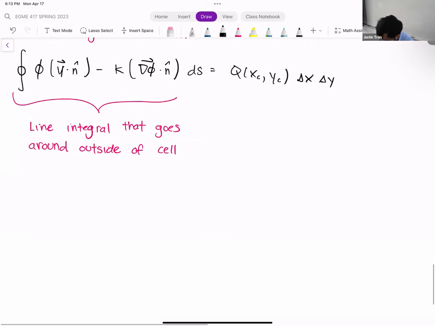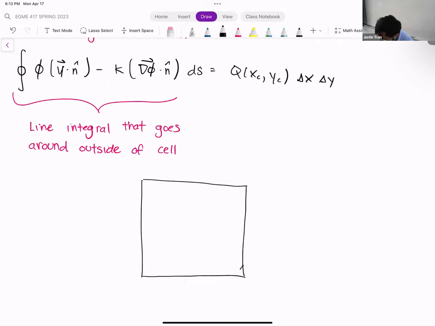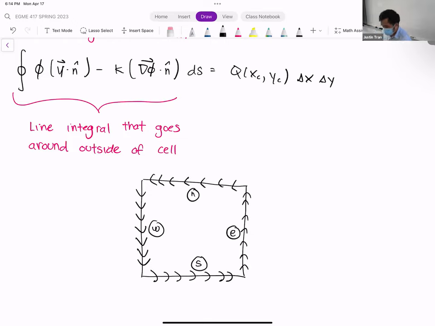So visually, it looks like this. Here is our finite volume cell in 2D. How we're going to integrate this is we're going to basically walk around the outside of the cell, following a path that looks just like we did in 2D diffusion. We're going to break up this integral into four separate integrals.